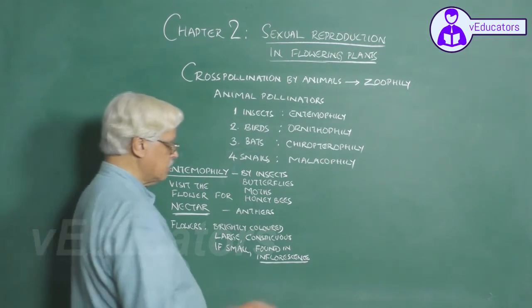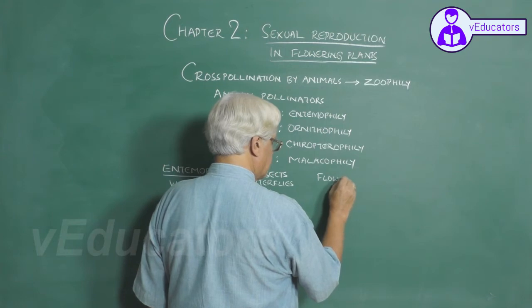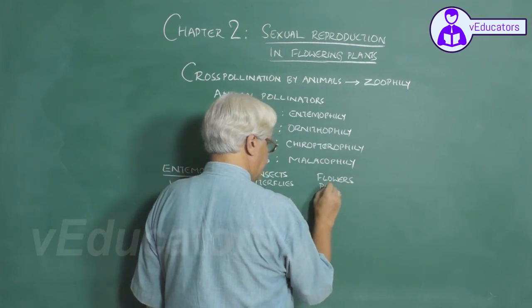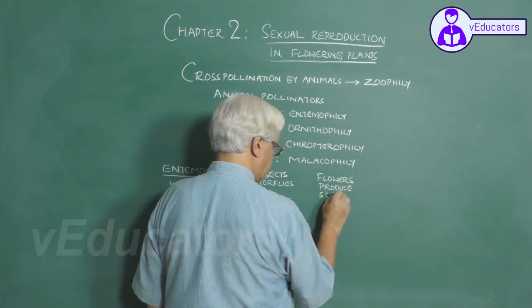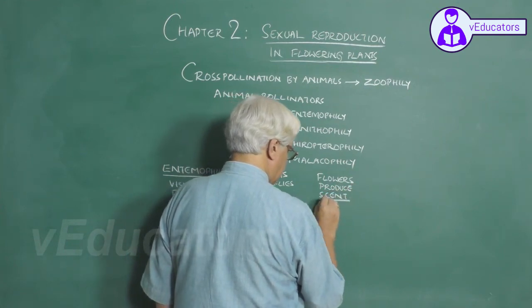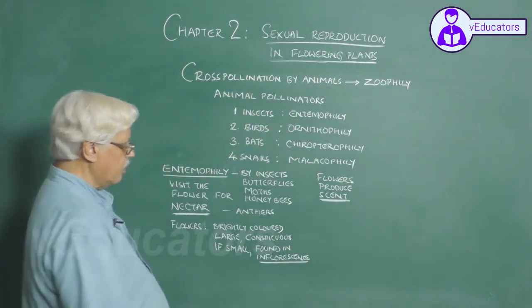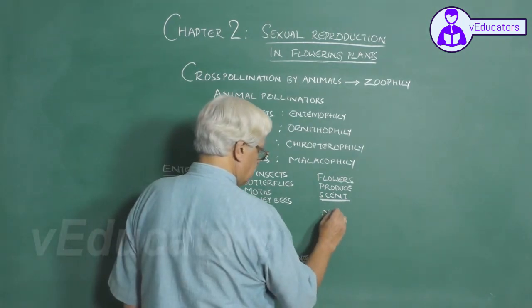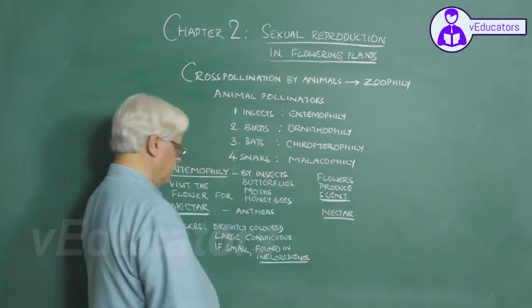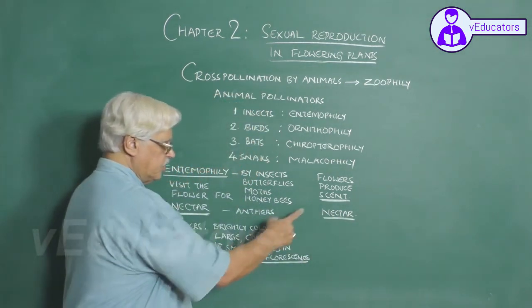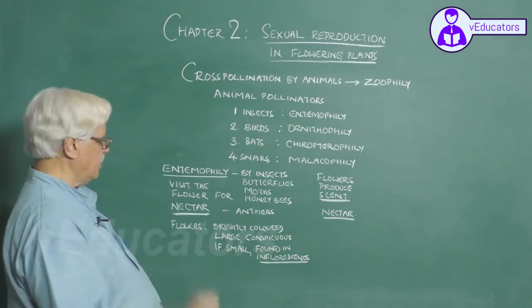Apart from this, many flowers produce a characteristic scent which also attracts the insects, and of course nectar. So color, scent and nectar, these are the three main attractions for insects to visit the flowers.